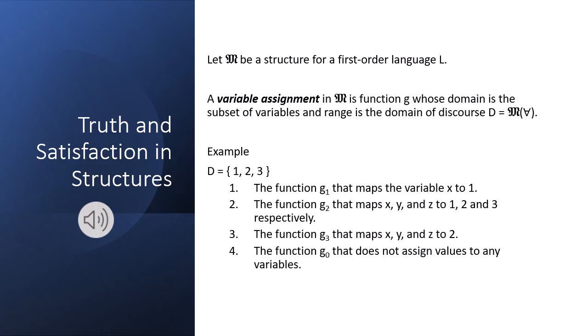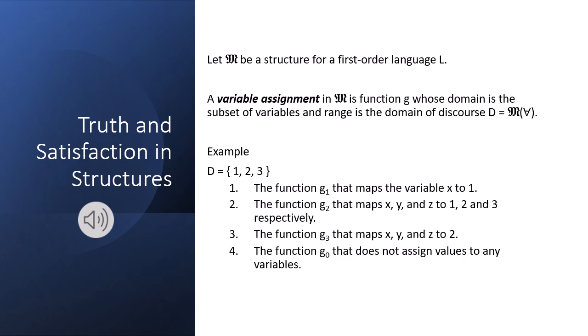Now, a slightly more interesting sort of expanded variable assignment might be this one, which we're denoting by G2. And in that case, it maps the variables x, y, and z to 1, 2, and 3, respectively. So it sort of, in some sense, extends G1 so that it's now sending y and z to the elements 2 and 3.